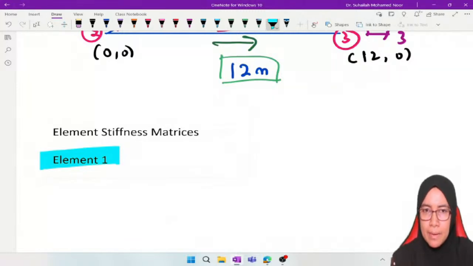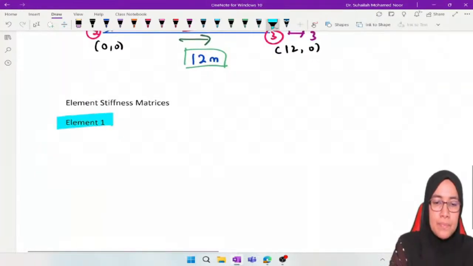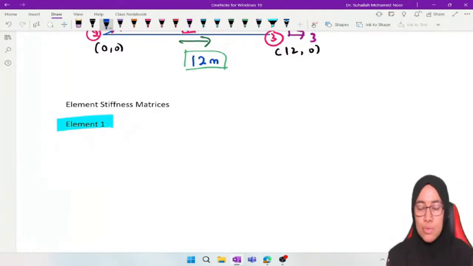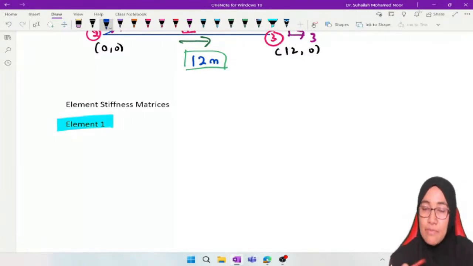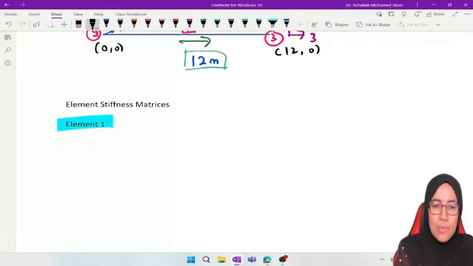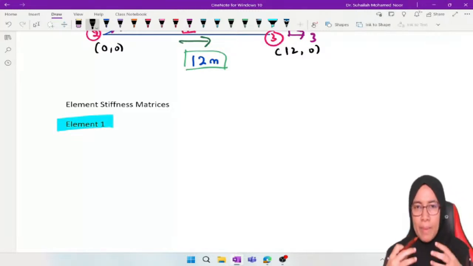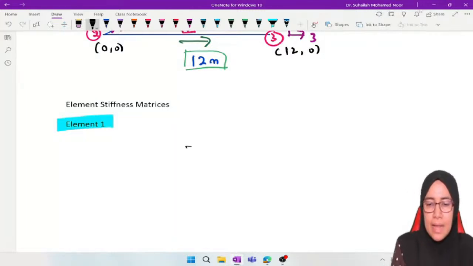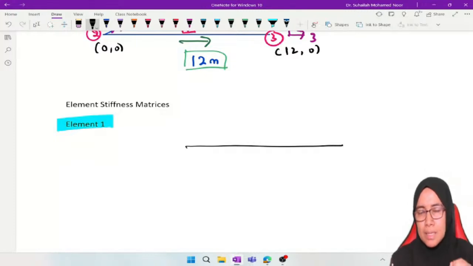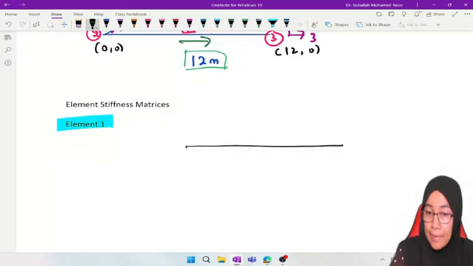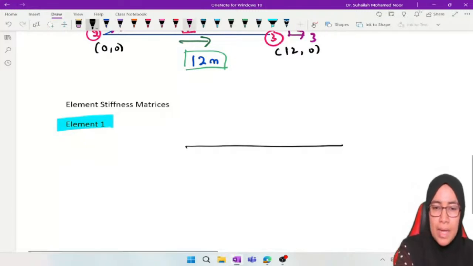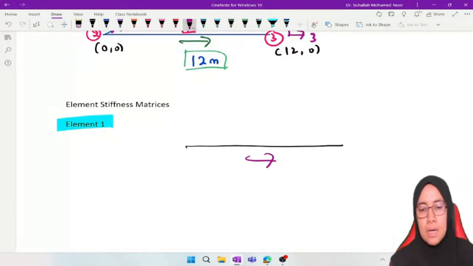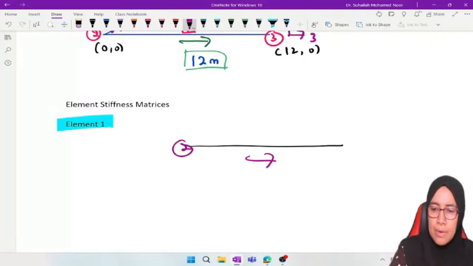This is for the first exercise. What I want to suggest to you is to start by extracting all the information from element 1, drawing the element 1 diagram separately. In element 1, this is the arrow, from node number 2 to node number 3.